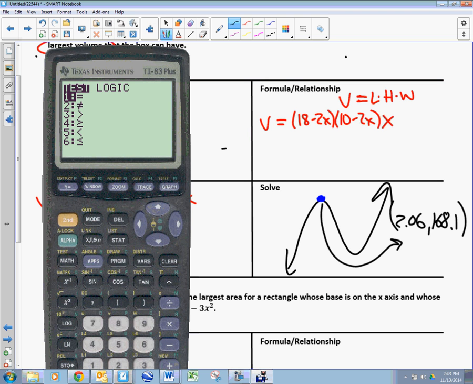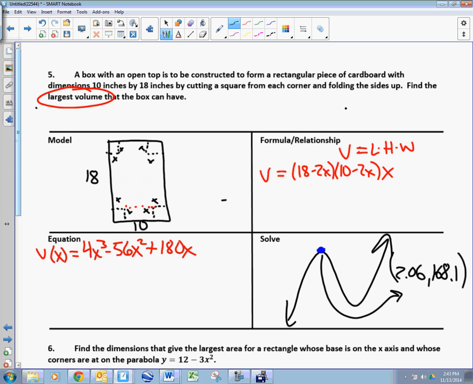What do these mean, folks? Tell me. What is 2.06? That's my x value, which means in terms of the problem, the amount that I cut off. Is that what the problem's asking for? No, it's asking for the volume, 168.1.